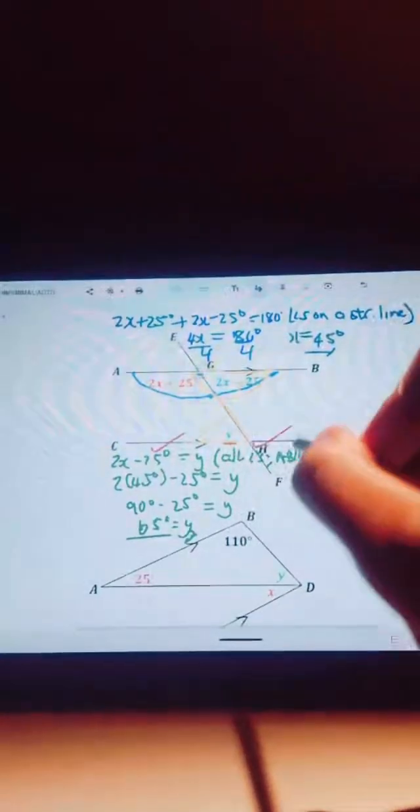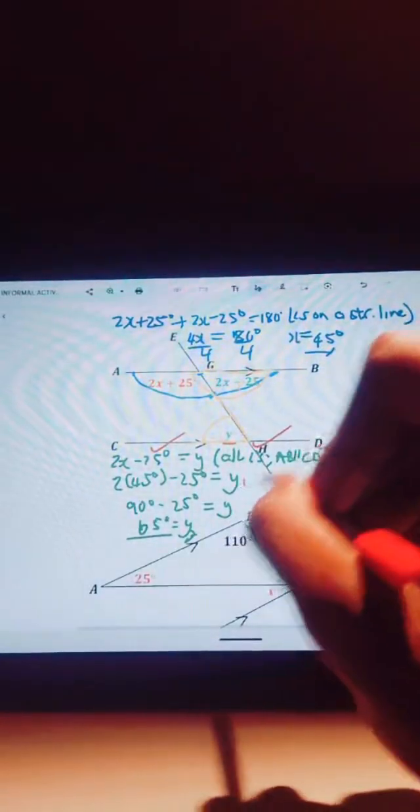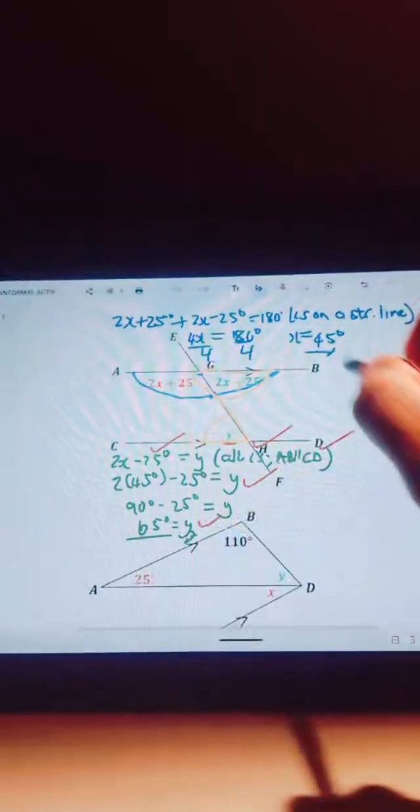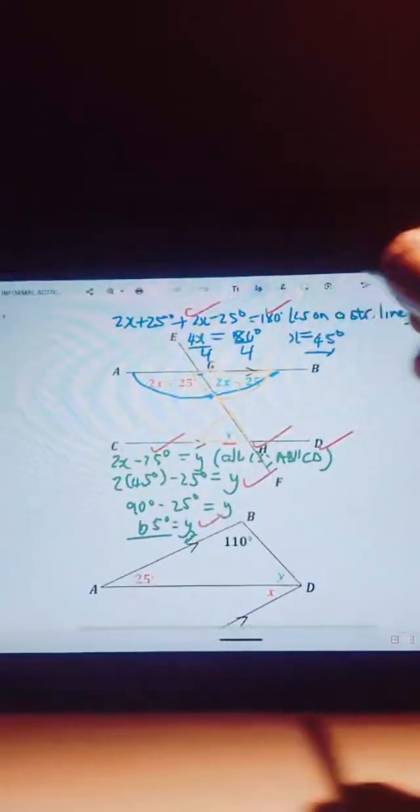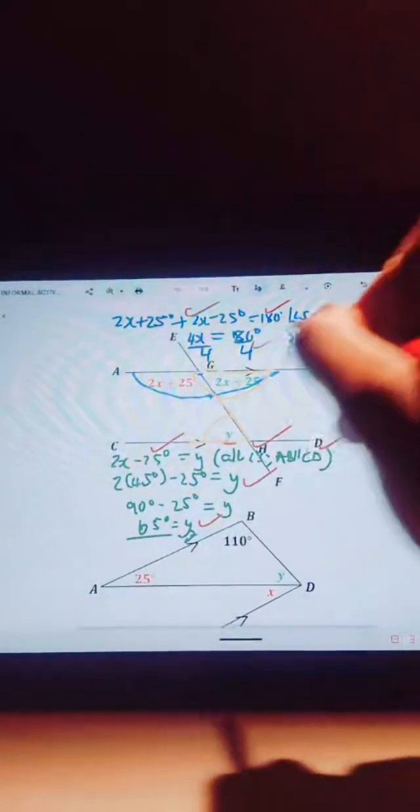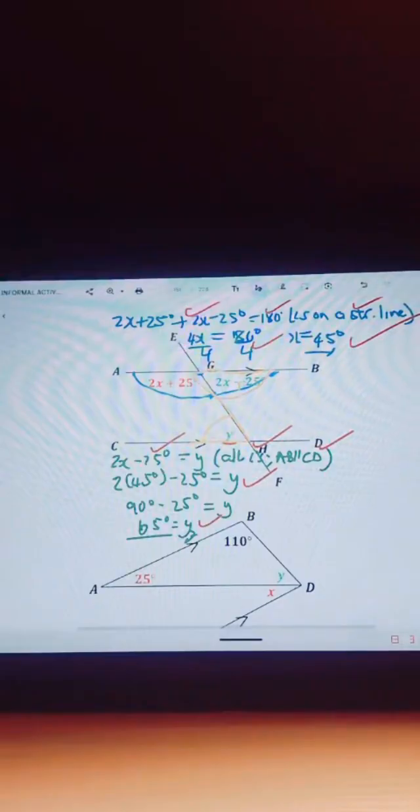Statement, reason with the parallel lines, calculation with the substitution, answer. Statement, reason, calculation, answer. We have no reason to doubt our expertise. Okay, all is well.